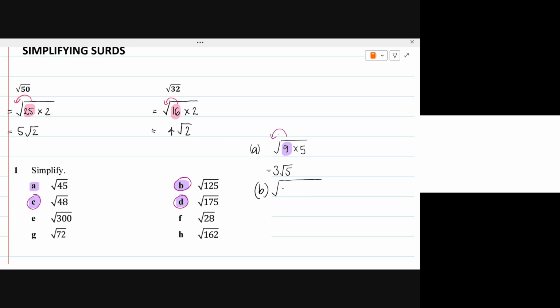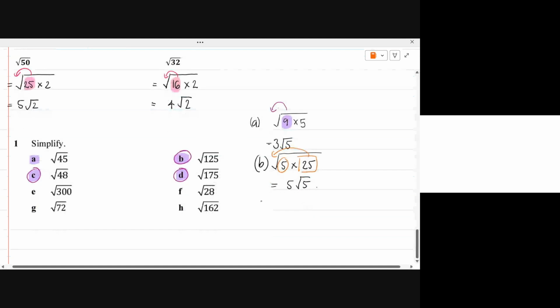So I'm going to go 5 times 25. 5 times 25 will work. Good. Because now I know that 5 is a third and 25 is a perfect square. And then I'm just going to pull 25 out, and therefore my answer will just be 5. And what I have left underneath the square root is the square root of 5. Okay, that's B.